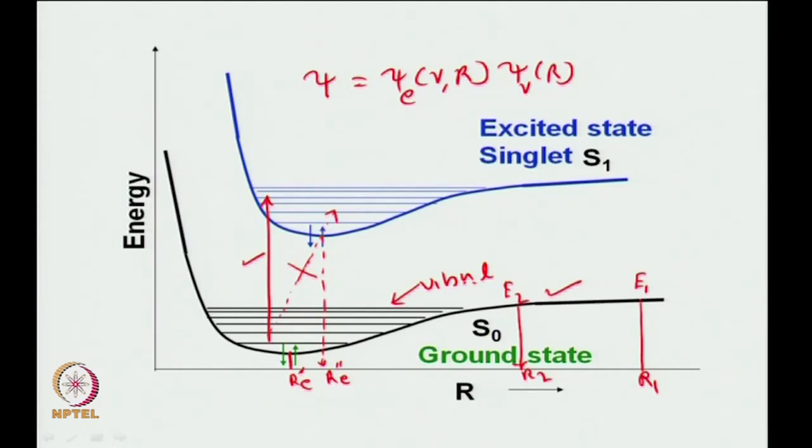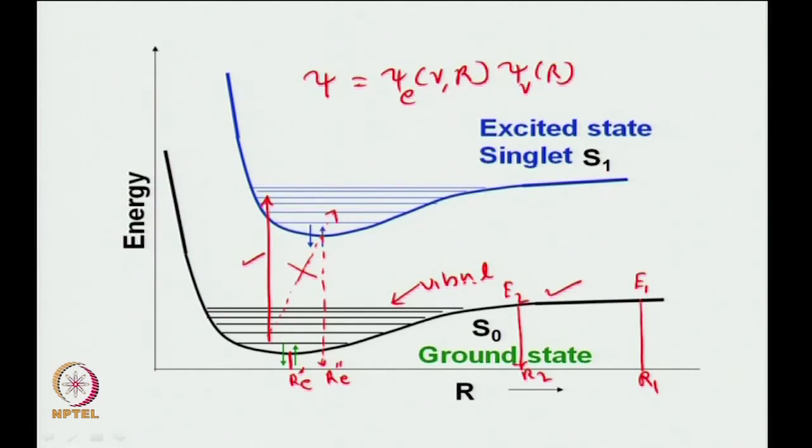The quantum number V, can it be 0? It can be 0, right? So the quantum number V can be 0. So you can have 0 to n for S0, you can also have 0 to n for S1, 0 to n for S2 and so on, because each electronic state is associated with a set of vibrational energy levels.